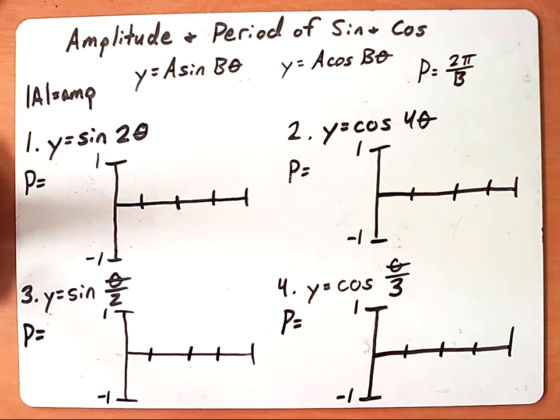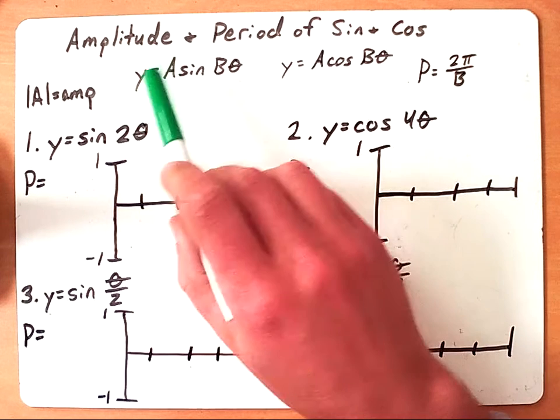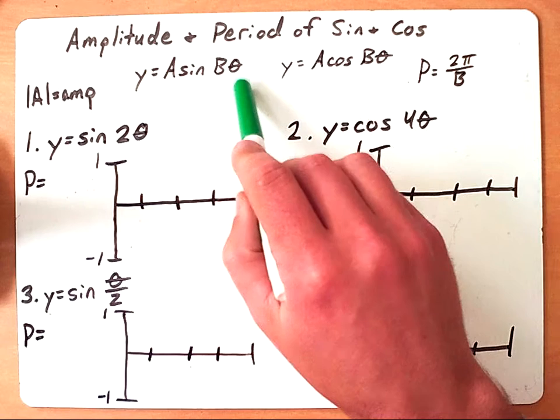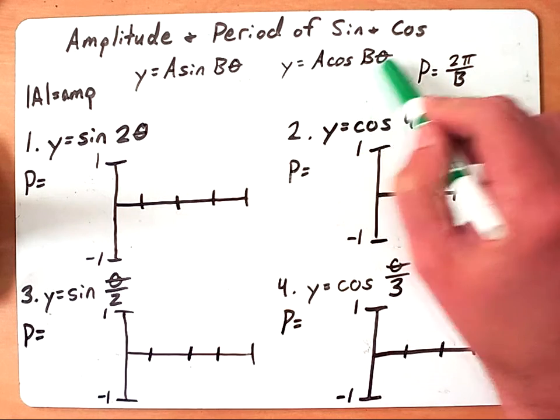So in the last video we learned how to graph a sine or cosine function if we had a different amplitude. So in this video we're going to learn how to graph our sine and cosine function if we have a different period. So we're going to look at the same formula we looked at last time, y equals a sine b theta, or y equals a cosine b theta.